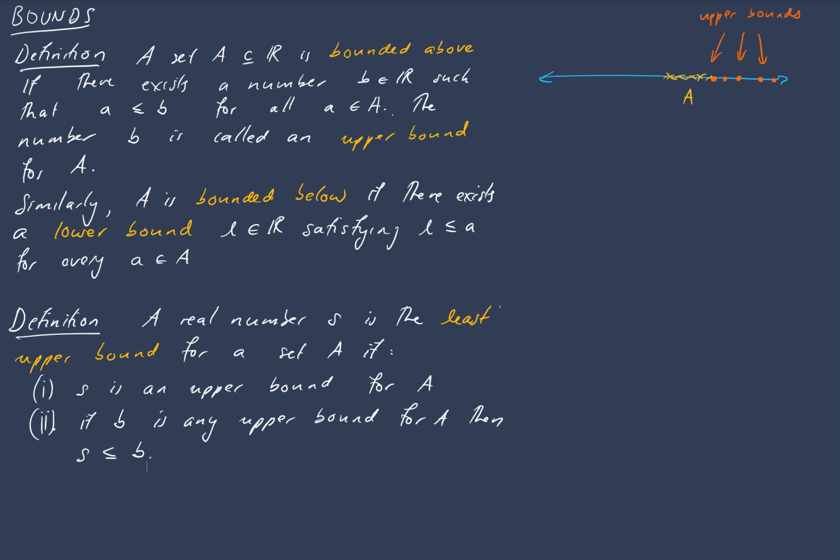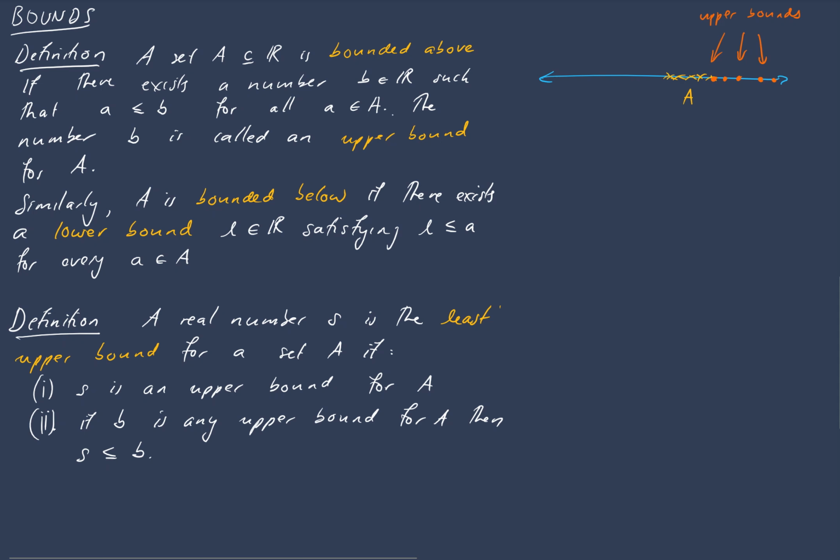And this leads us to our next definition. Of these upper bounds, we call a number S the least upper bound if (A) it is an upper bound for A, and (B) if you choose any other upper bound, or any upper bound at all, B, then the number S is less than or equal to B. Okay, so least upper bound is a two-part definition. So to demonstrate that something is a least upper bound for a set, you need to verify that it satisfies both of those properties individually.